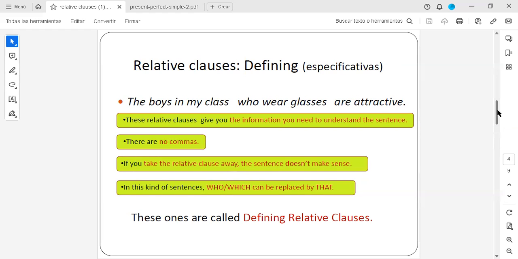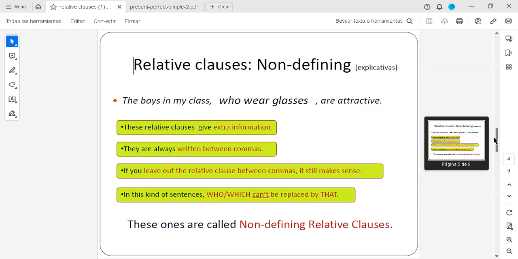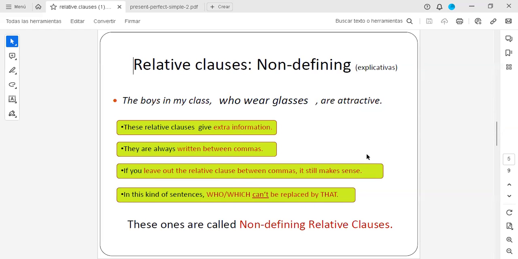And now, with the second one, y con esta, con la segunda, el segundo caso, with non-defining clauses, acá pues pueden dejar la relative fuera, no hay problema, tiene sentido, pero cuando lo ubicamos, damos información adicional, so you provide extra or additional information. So the boys in my class who wear glasses are attractive, pero también puedo quitarla, no hay problema. The boys in my class are attractive.